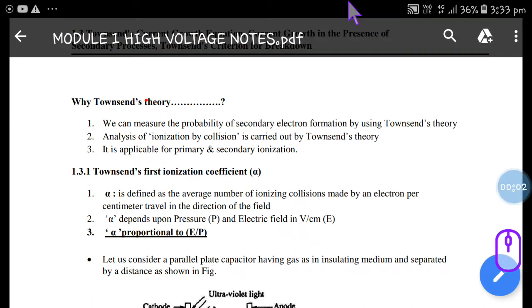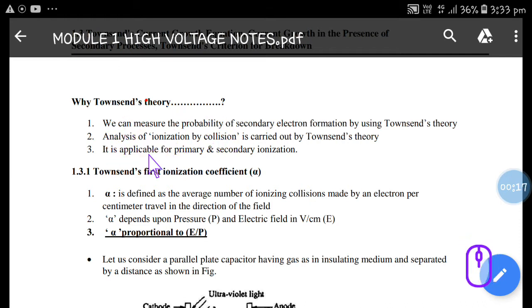Okay, dear students, in today's class I am going to discuss Townsend theory, which comes under gaseous dielectrics, Module 1, High Voltage Engineering. Already I have discussed gaseous dielectrics, their properties, and types of collision, primary and secondary. Using that concept, let us go ahead.